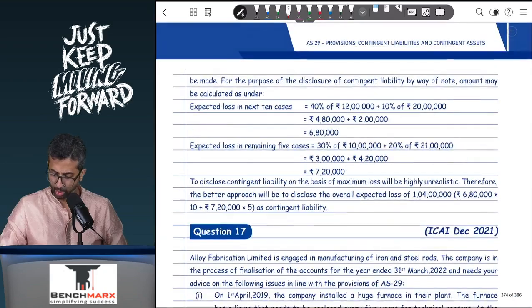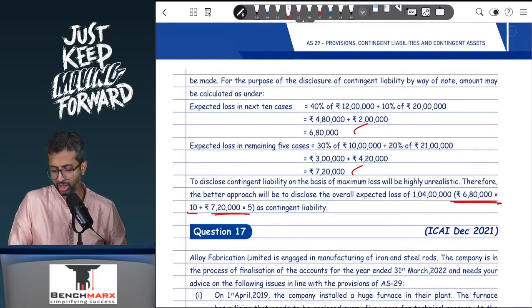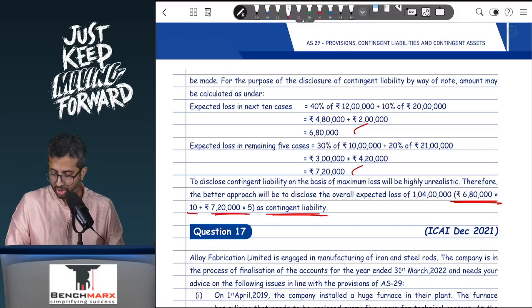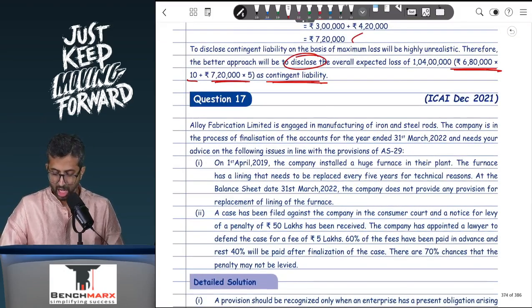As you can see over here, this is 6 lakh 80, 7 lakh 20, and ultimately 6 lakh 80 into 10, 7 lakh 20 into 5, and that will be shown as a contingent liability, a disclosure, nothing new over here. Okay, next you go to question number 17.